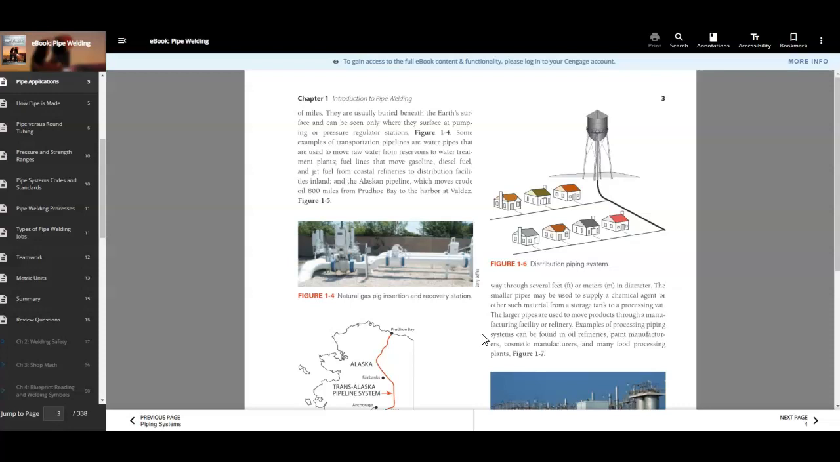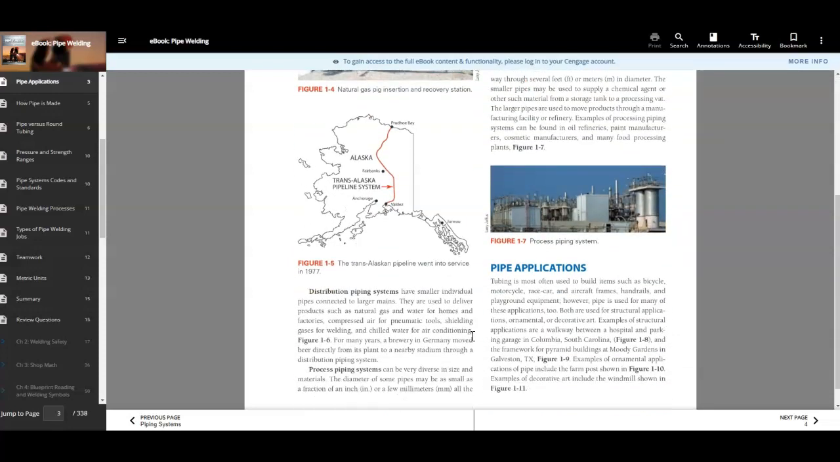and the Alaskan pipeline, which moves crude oil 800 miles from Prudhoe Bay to the harbor at Valdez.